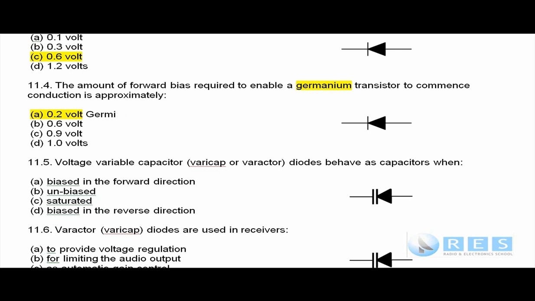Oops, it'd be nice if I spelled it right there. And 0.6 of a volt is silicon, whether it's a transistor or a diode.